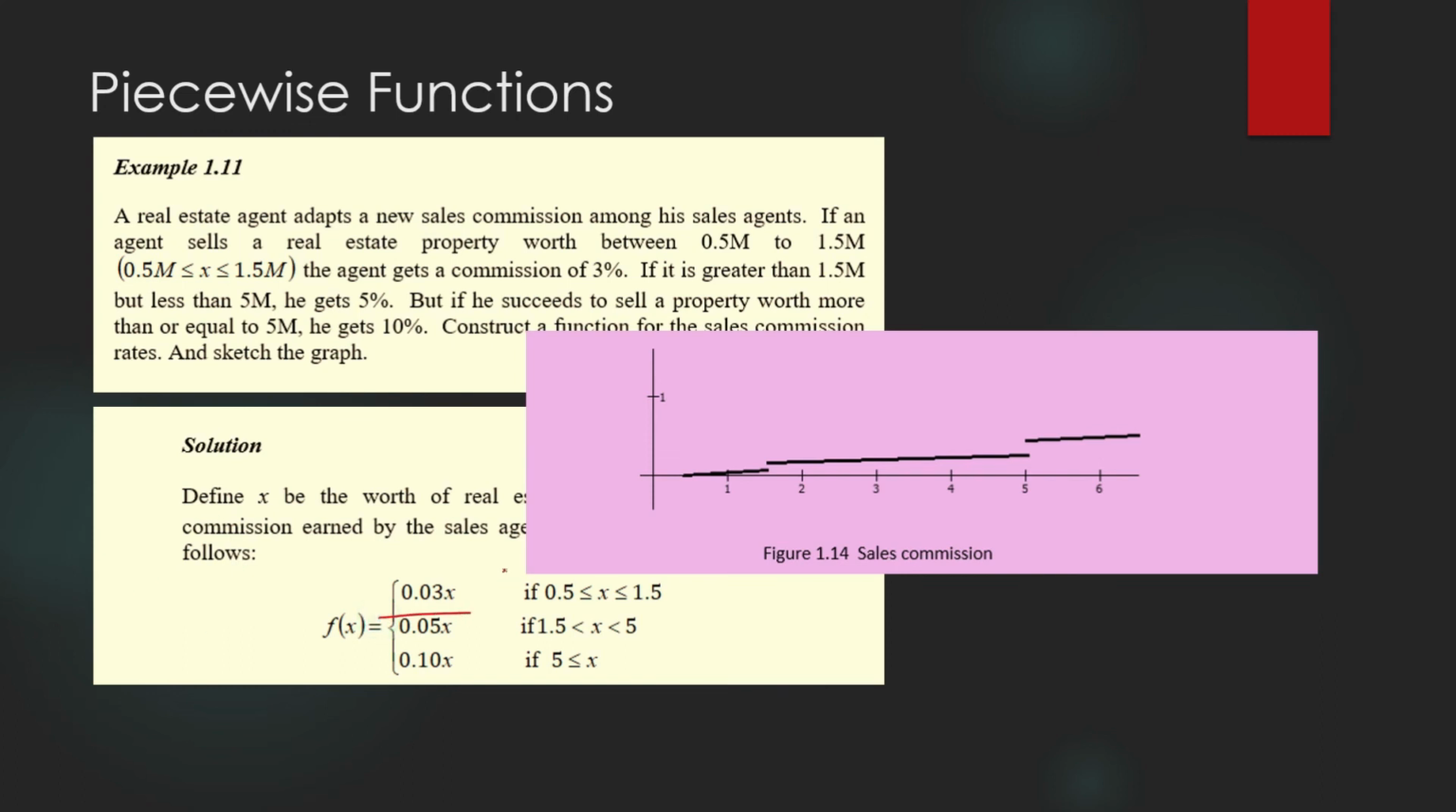It's equal to 0.03 times x. So from here, this is the graph of our function in that subinterval from 0.5 million to 1.5 million. And then from 1.5 million to 5 million, look at this. That is a closed interval. This is the graph of your function. And then for a real estate property worth more than 5 million or equal to 5 million, this is the graph of your function.